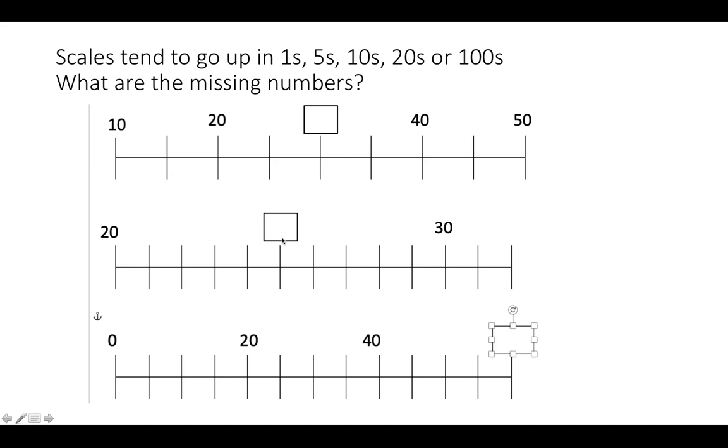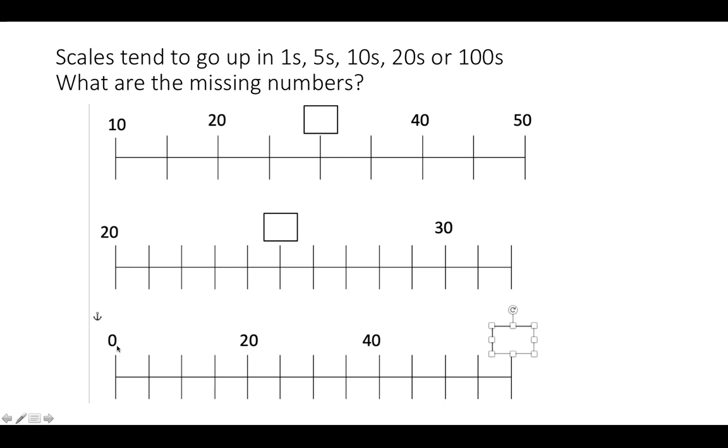Let's try the next one. What's the missing number? Well, I've got 20 here and 30 there. Let's try it in ones. 20, 21, 22, 23, 24, 25, 26, 27, 28, 29, 30. That works. So what's the missing number? 20, 21, 22, 23, 24. The missing number is 25.